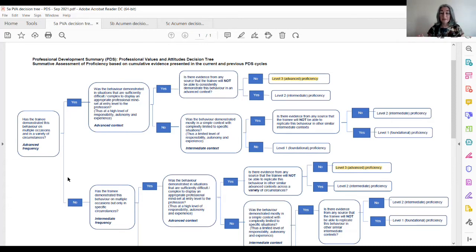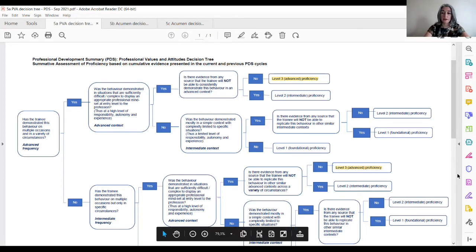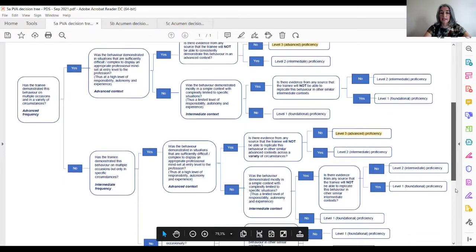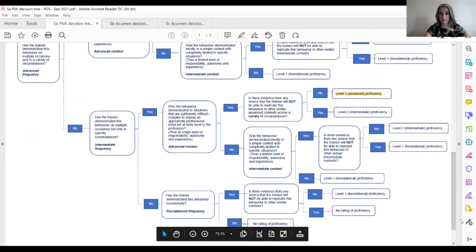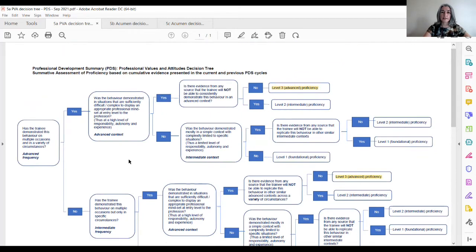Now, multiple might only mean 2. It does mean not 1. Okay, so at the moment the trainee has only demonstrated one example, you're going to find yourself right down here at the bottom of the decision tree. But let's look at a case where a trainee has presented more than one example of this behavior. Has the trainee demonstrated this behavior on multiple occasions? Yes, in a variety of circumstances.